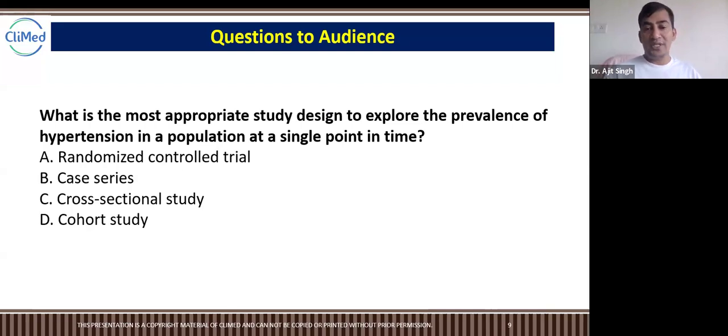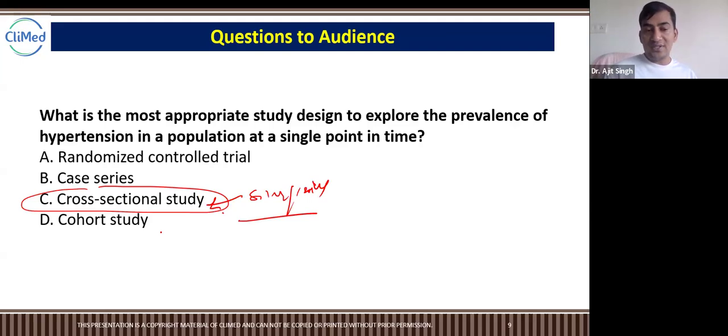Okay. What is the most appropriate study design to explore the prevalence of hypertension in a population at a single point in time? Yes, guys, in a single point in time. C, case series, cross sectional. It is C. It is cross-sectional study. Cross-sectional studies are the only studies which can be done on a single point of time.